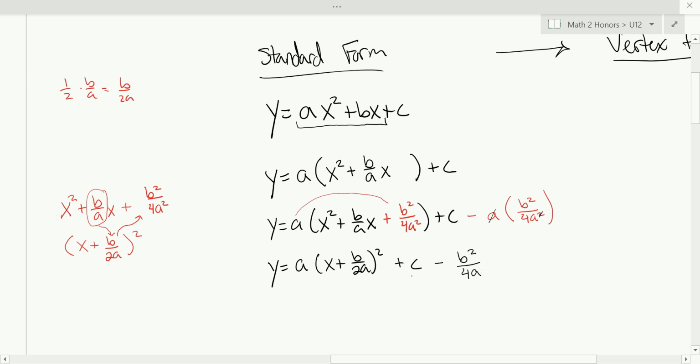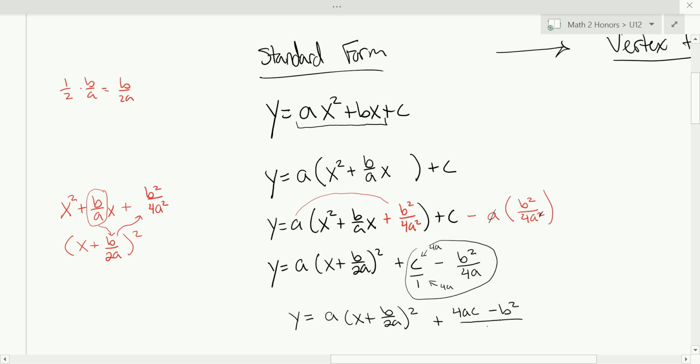And this is c over 1, and I want to add this together to make one fraction. So I need a common denominator, so I'm going to multiply top and bottom by 4a. So I'll multiply the top of this fraction by 4a and the bottom of this fraction by 4a. I get y is equal to a times (x plus b over 2a) squared plus 4ac minus b squared all over 4a, because I had a common denominator, and so I can subtract and make it one fraction. And that is our vertex form.